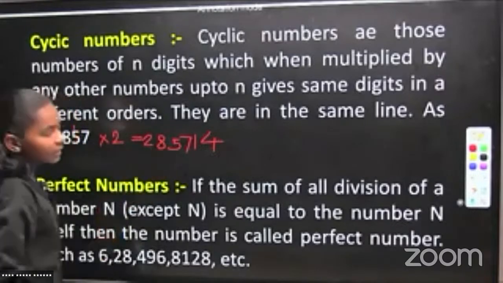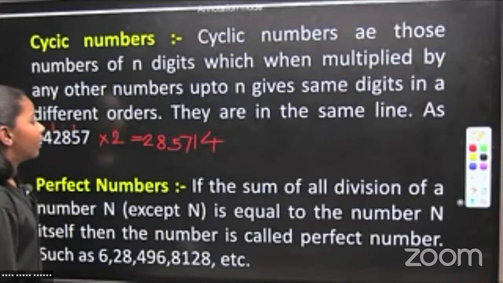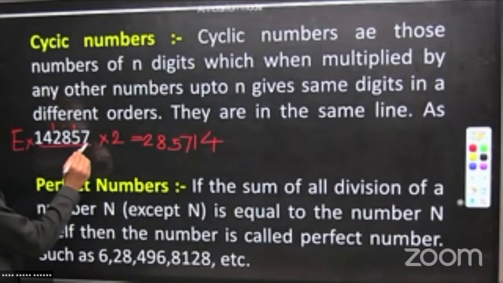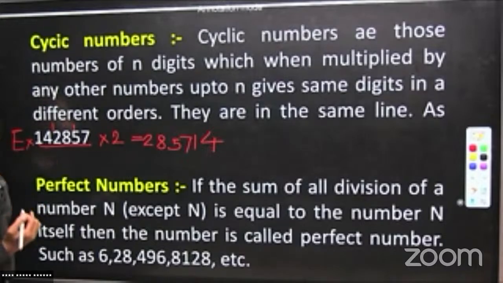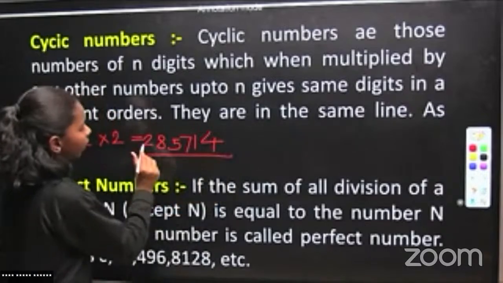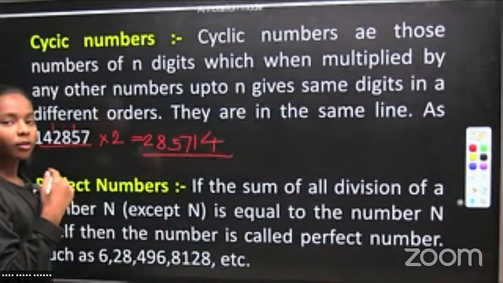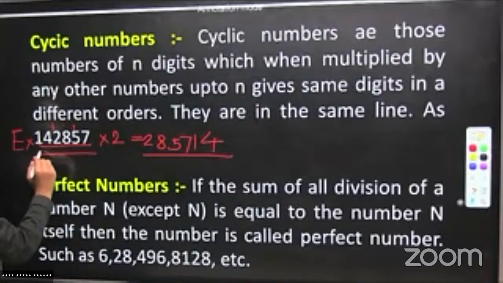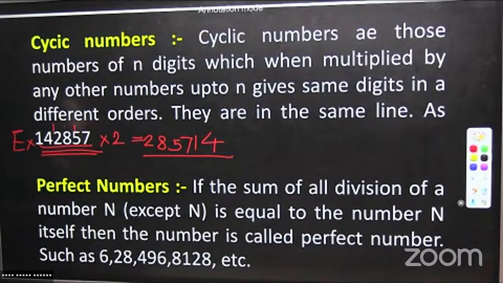Now the answer is 2,85,714. But see here, this is a number and the digits in it are 1, 4, 2, 8, 5 and 7. The same digits are here. The number is formed by those digits. So this is called a cyclic number. Now write this.